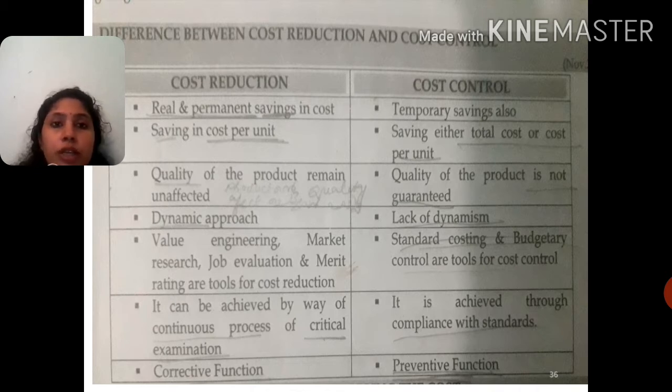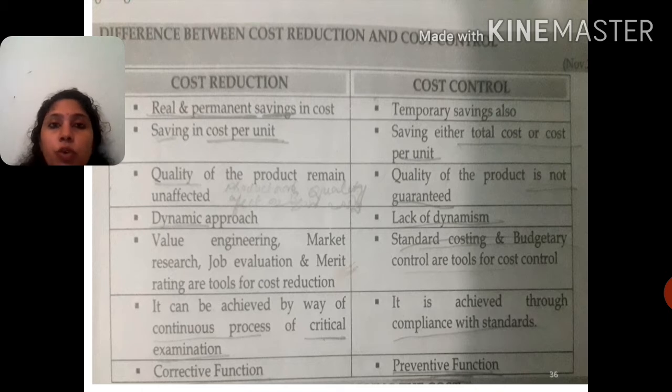Next we can move to the difference between cost reduction and cost control. We discussed these two terms in the beginning. Cost reduction means reducing the cost of production. Cost control means controlling the cost of production.